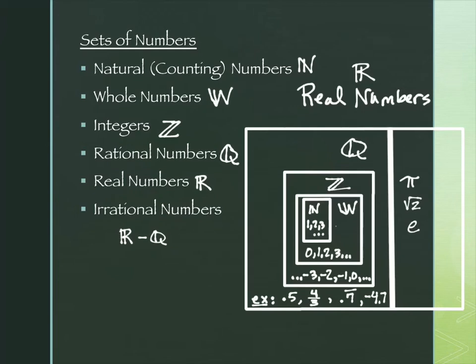Now, irrational is different than this sort of embedded square, rectangle picture we have, though, right? Like, natural numbers are rational numbers, but irrational numbers are completely separate. That's why we are removing them and leaving the other pieces.